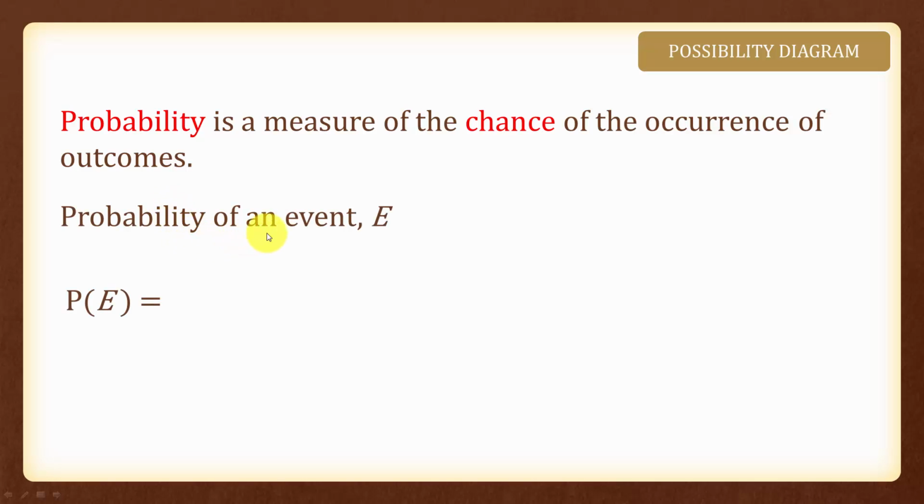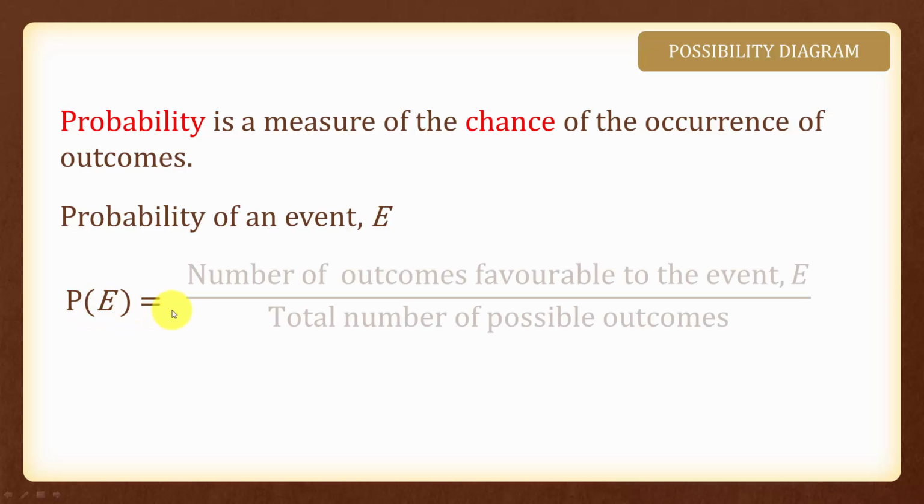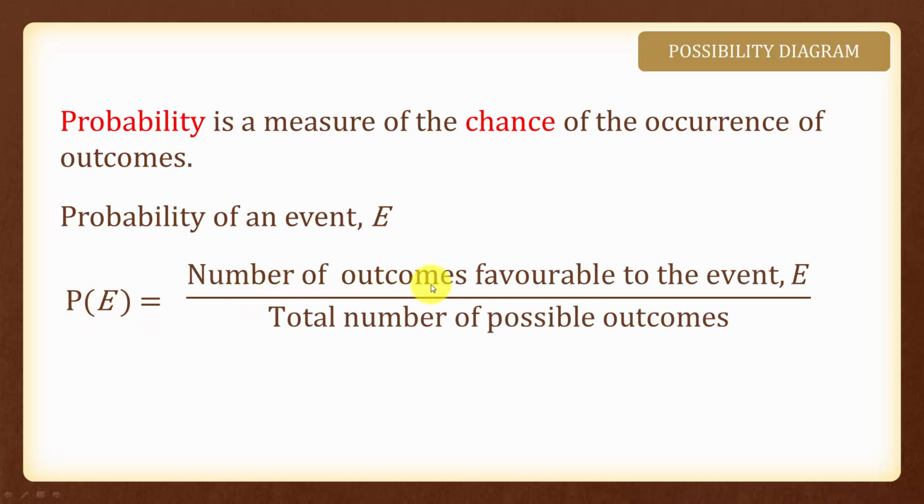The probability of an event can be written as P(E), and it is given by the number of outcomes favorable to the event over the total number of possible outcomes. And the probability of the event E is between 0 and 1, inclusive of 0 and 1.